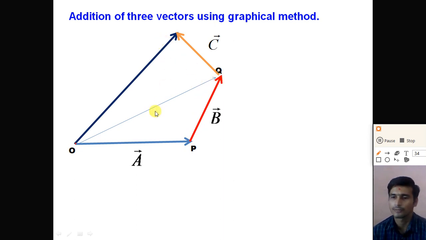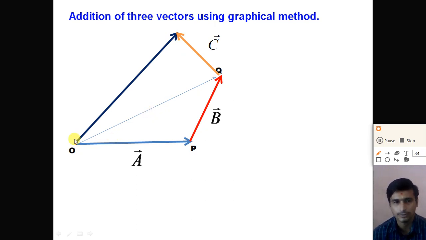So one after another we can draw the vectors. First draw any one vector. On the head of the first vector, draw a second vector. On the head of the second vector, draw a third vector. On the head of the third vector, draw a fourth vector if there is one, right?